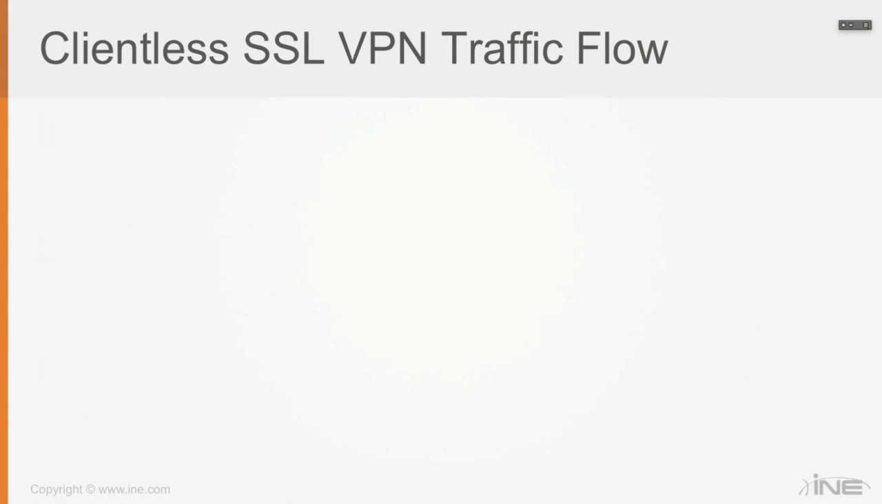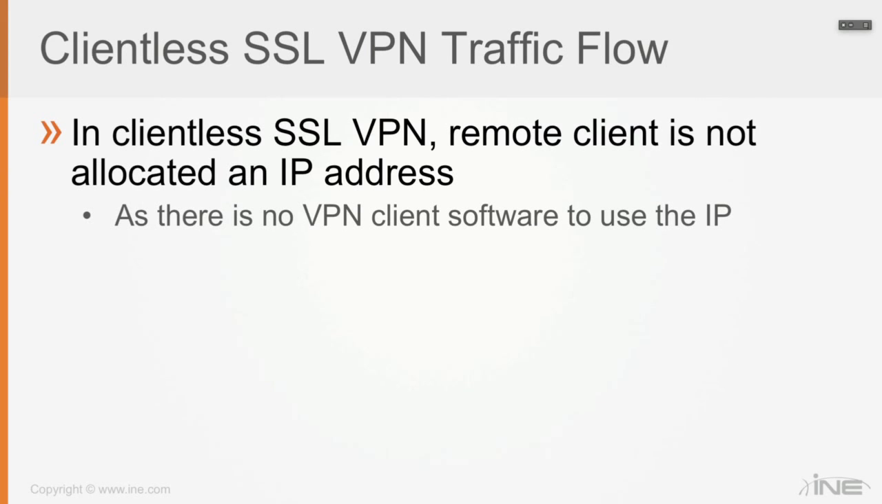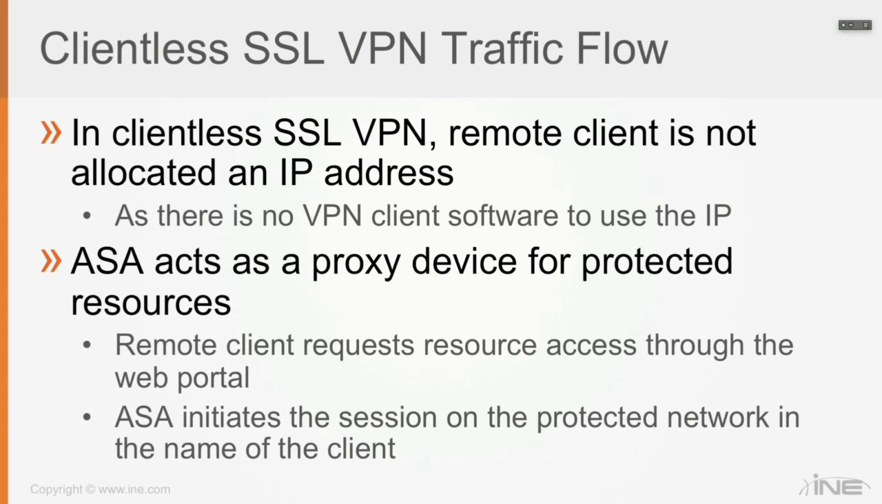Now, the traffic flow, let's speak about the proxying nature of clientless SSL VPNs. Because in clientless SSL VPNs, the remote access client does not get assigned an IP address because it doesn't have a VPN client installed to use that address. Then for that reason, from the traffic flow point of view, the ASA is going to act as a proxy device for protected resources. So what's going to happen? The remote client is going to click in the portal to access some resources, but then on the protected side of the network, the ASA is going to initiate the traffic in the name of the user, so it's going to proxy in the name of the user or the client.